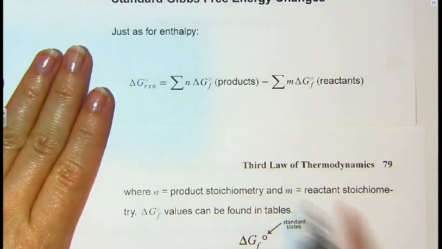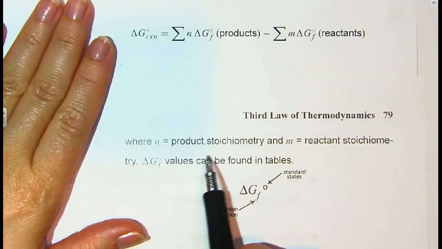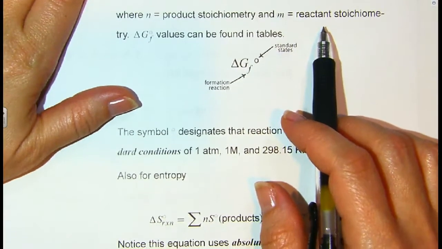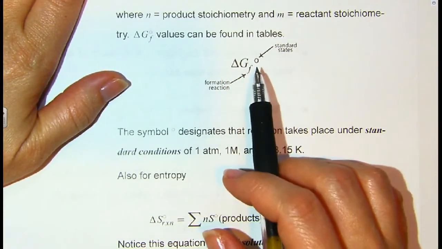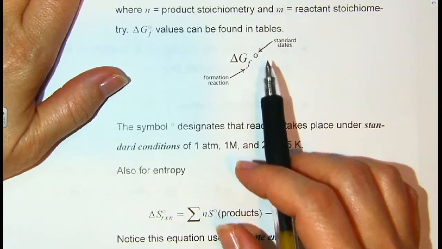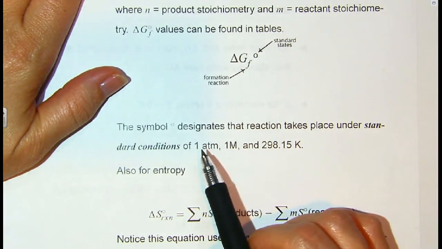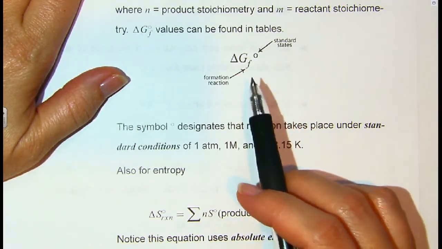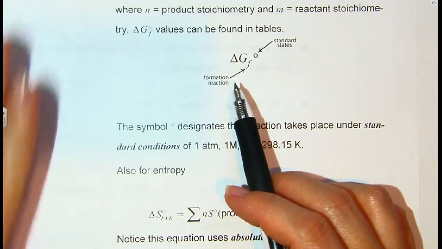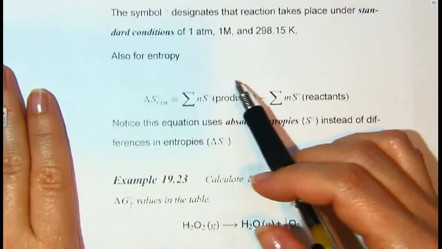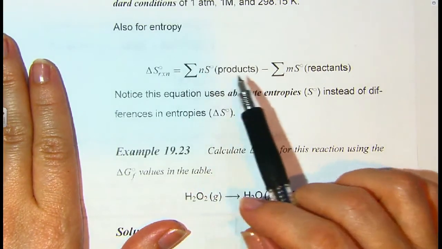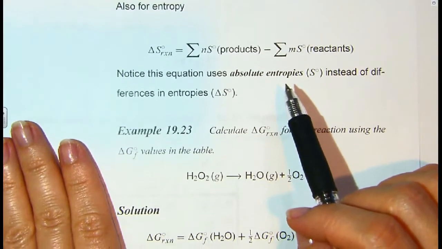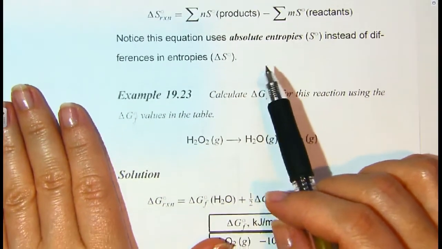So n and m are the product and reactant stoichiometry, or coefficients in the balanced equation, and the degree symbol is letting you know that we are at standard conditions, so 1 atmosphere, 1 molar, and 298.15 Kelvin, and the little f stands for the formation reaction. And this is just to remind you that you can use the same type of equation for calculating entropy. And notice you're using absolute entropies instead of differences in entropies.